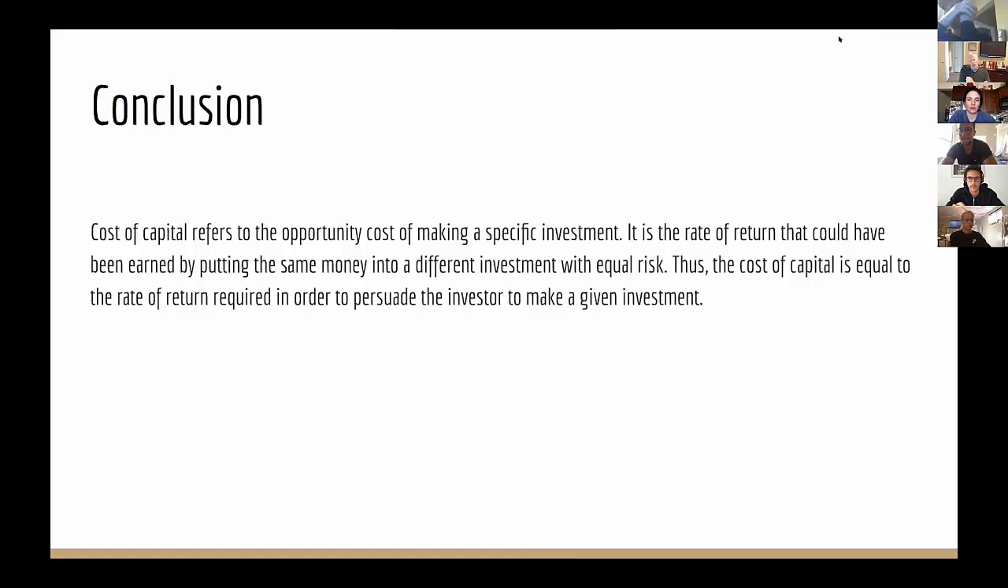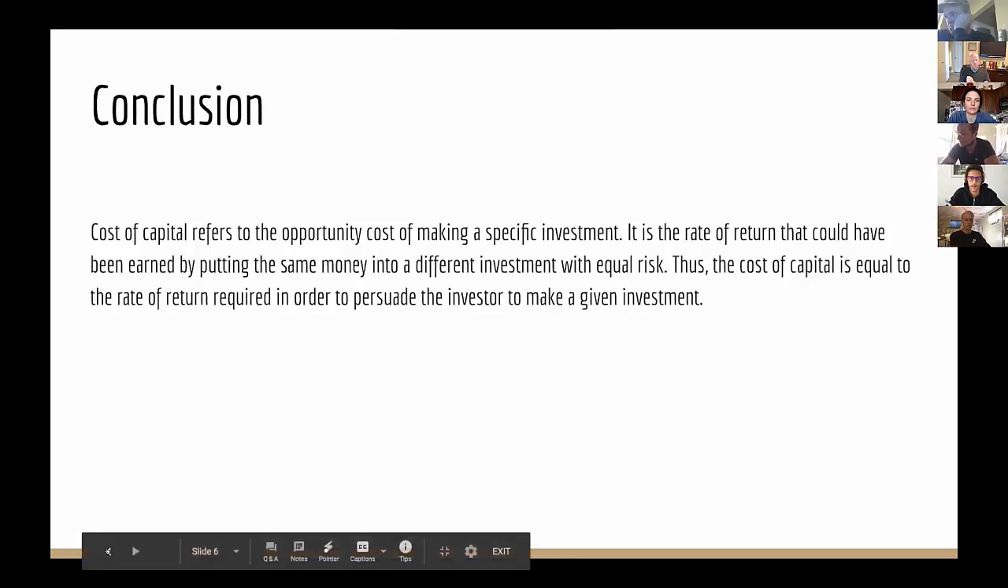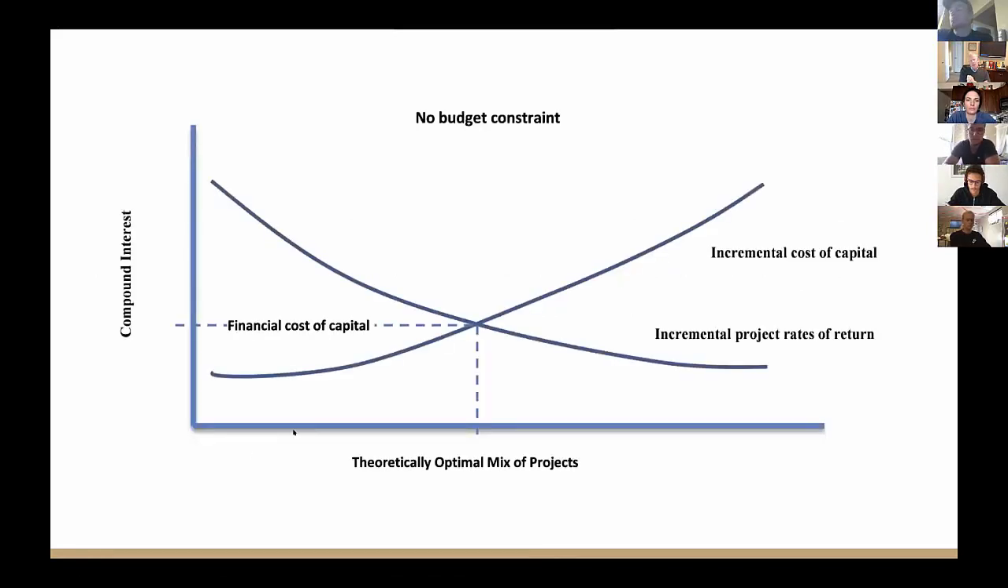Okay. Let's move back to your graph for a moment. So I see that at this point where they cross, but I also see that that point references the theoretical optimal mix of projects. What does that mean?